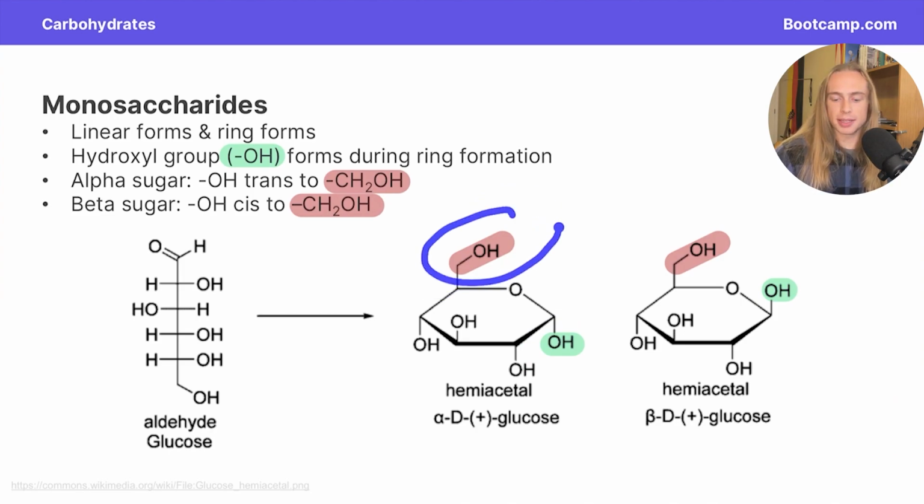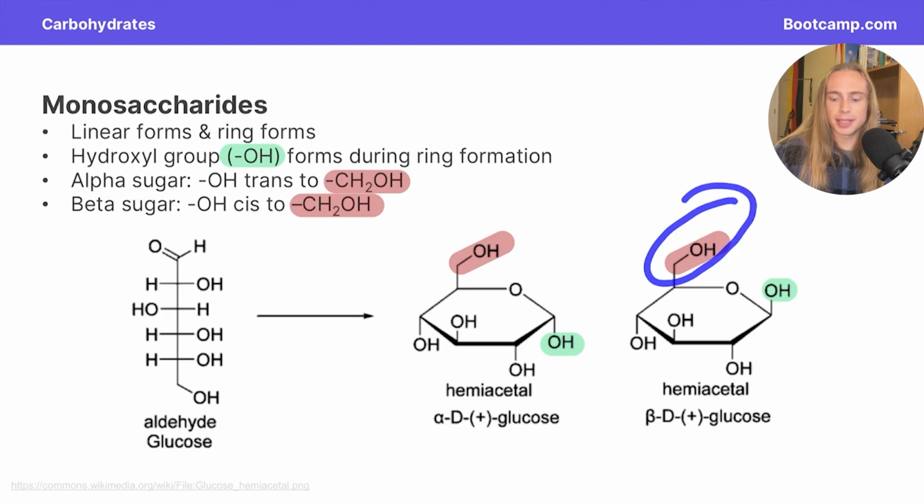So notice in this image we have the CH2OH group on one side, and on the opposite side of the ring we have our newly formed hydroxyl group. This means that this is going to be an alpha sugar. On the other molecule, we see that we have our CH2OH group on the same side of the ring as that newly formed hydroxyl group. This makes this a beta sugar.